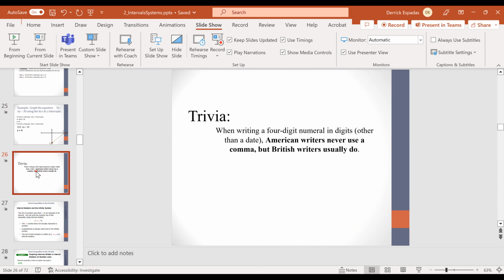Now, before I end this section of the video, just a little trivia. When we're writing a 4-digit numeral in digits other than a date, in America, writers never use a comma, but British writers usually do. And I don't like the word never because I usually use a comma. It makes it easier to see. But it's up to you when we're using 4 digits. I prefer you use a comma. It just makes it easier to see.